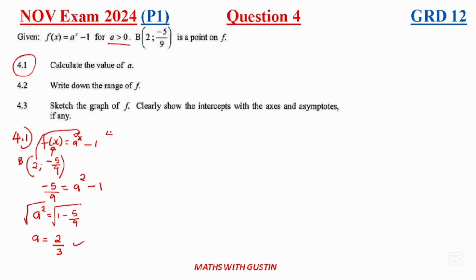All right, 4.2 says write down the range of f. Okay, 4.2 says write down the range of f.